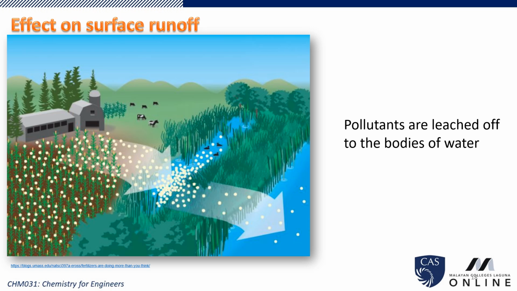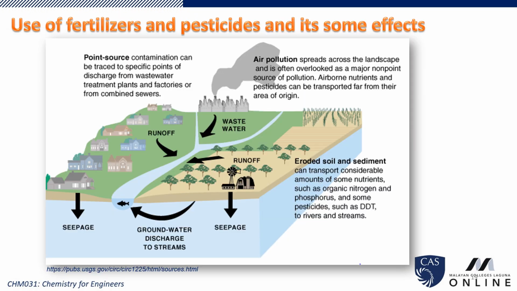There is also what we call runoff effects. Fertilizers can be washed into water bodies through the process of runoff. This contributes to water pollution and eutrophication. In the figure, pollutants are being leached off to the bodies of water. Excess nutrients in the water can cause algal blooms, oxygen depletion, and ecosystem damage. This links soil management to water quality.